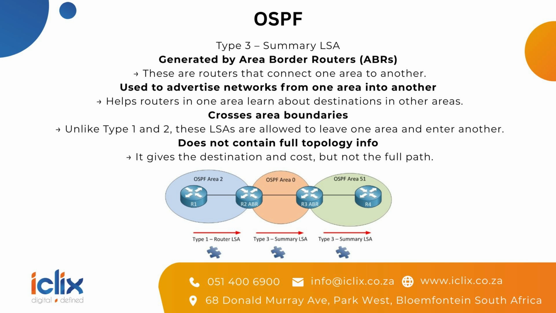Type 3, Summary LSA. Generated by Area Border Routers, ABRs. These are routers that connect one area to another. Used to advertise networks from one area into another. Helps routers in one area learn about destinations in other areas. Crosses area boundaries. Unlike Type 1 and 2, these LSAs are allowed to leave one area and enter another. Does not contain full topology info. It gives the destination and cost, but not the full path.